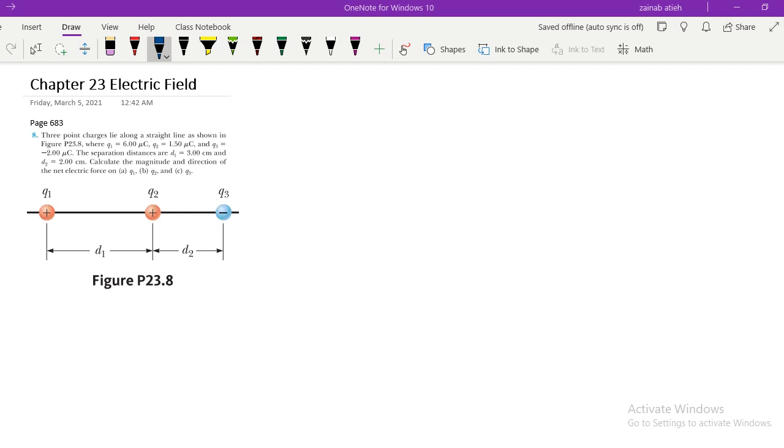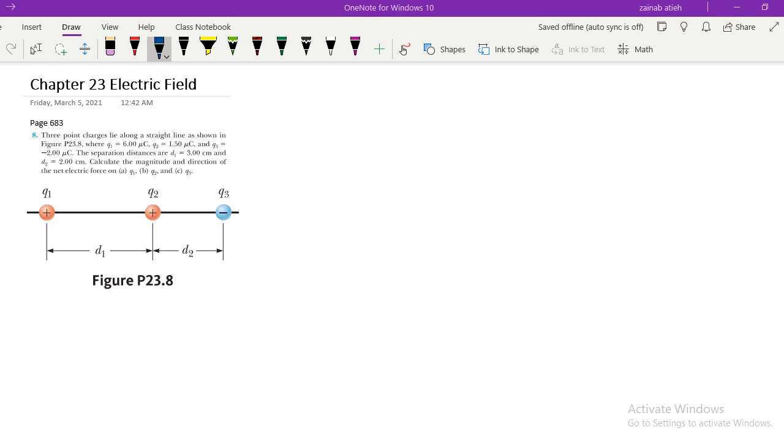I will start with problem 8, page 683. Three point charges lie along a straight line as shown in figure P23.8, where Q1 equals 6 microcoulomb, Q2 equals 1.5 microcoulomb, Q3 equals minus 2 microcoulomb. The separation distances are D1 equals 3 cm, D2 equals 2 cm. Calculate the magnitude and the direction of the net electric force. Net means total on Q1, Q2, and Q3.